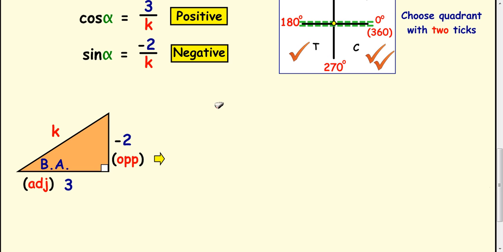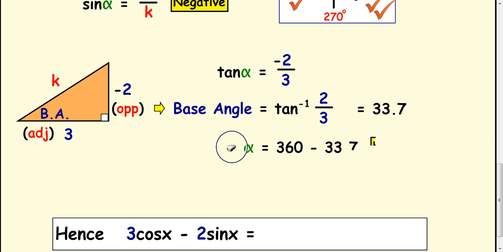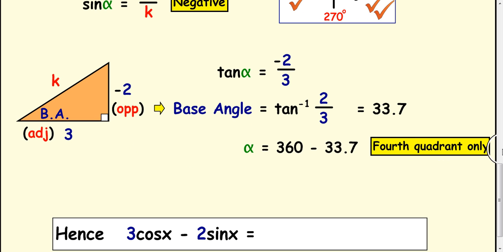So we need to work out our base angle. We've got tan of alpha is negative 2 over 3. If we work out our base angle or relative acute angle, you inverse tan the positive value there, so it's inverse tan 2/3, and that comes out to 33.7. But our alpha is in the fourth quadrant here. So we have to take that away from 360 for the fourth quadrant answer, and you get 326.3.